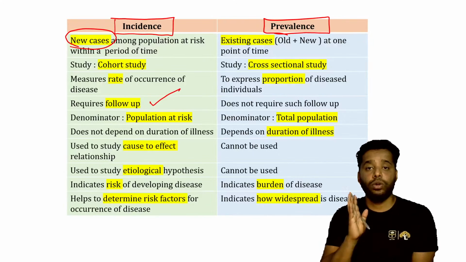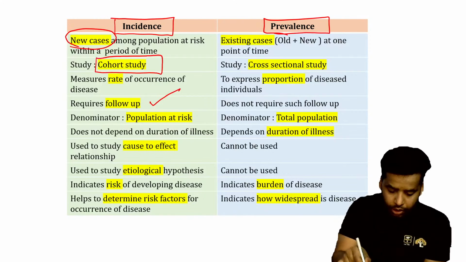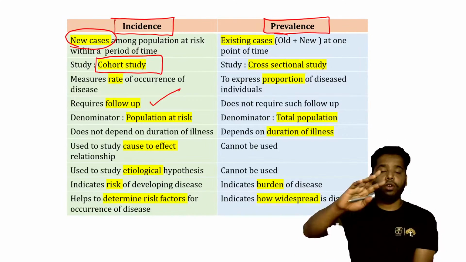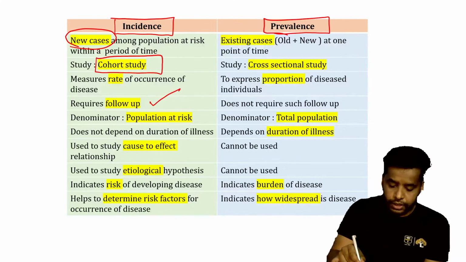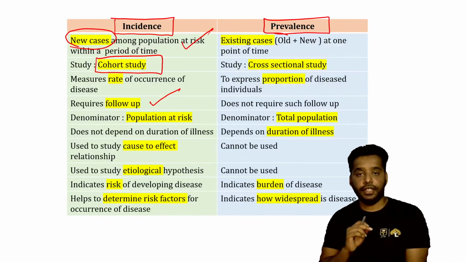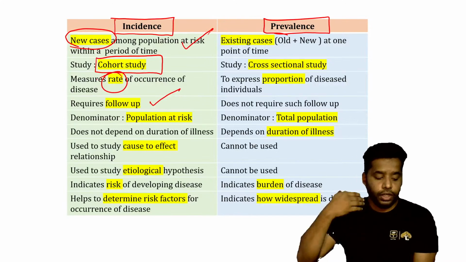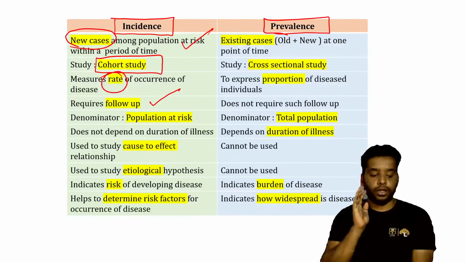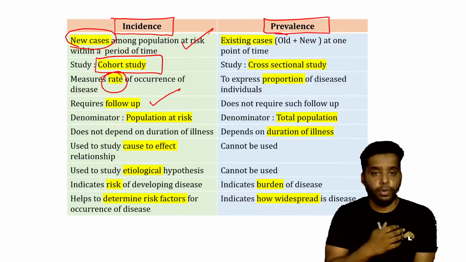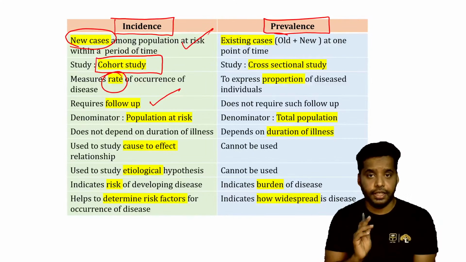That study where you do follow-up is called a cohort study. In a cohort study we do follow-up. Once we keep follow-up for a duration, the new cases that happen in the system are called incidence. That is why it is told it is a rate. Incidence is rate of new cases with respect to time. Once you do follow-up with respect to time, that is called incidence.